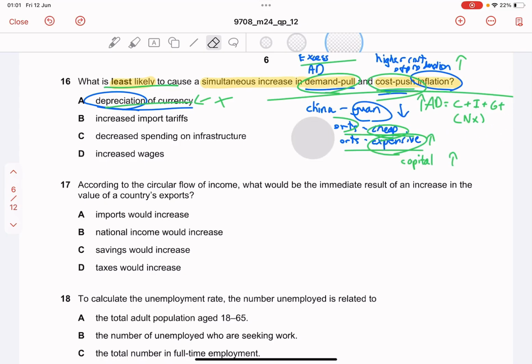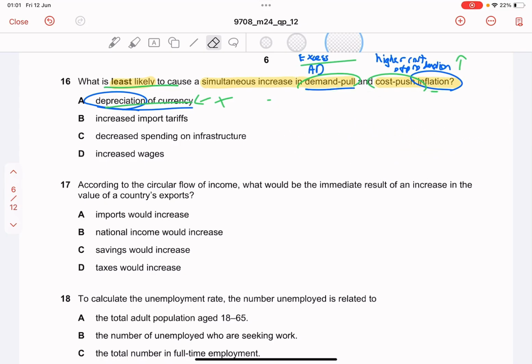Oh God, it was getting messy. I'm sorry. I'm just going to keep it like this.